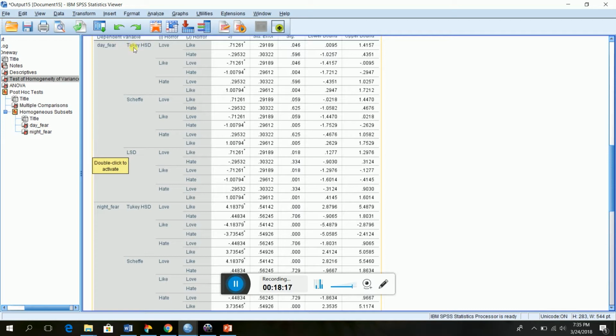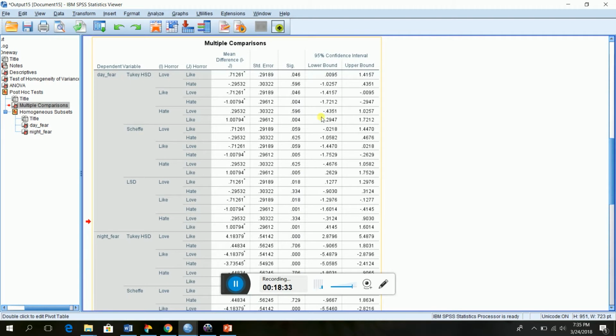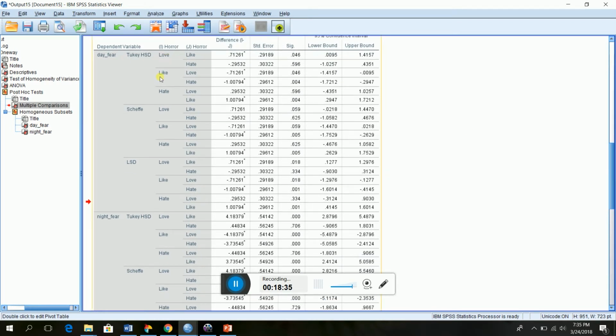And you may recall from a previous video that once you understand how to interpret the effects of Tukey, you use the same procedure for interpreting Scheffé and LSD. So if you can do it with Tukey, you can do it with the other two. Let me click over here, get rid of that box.